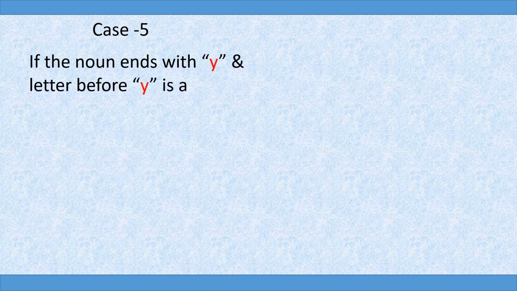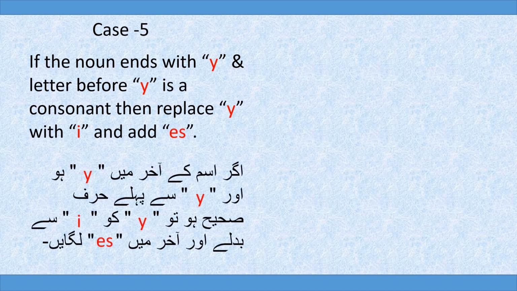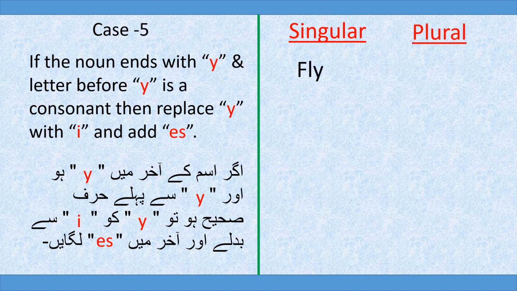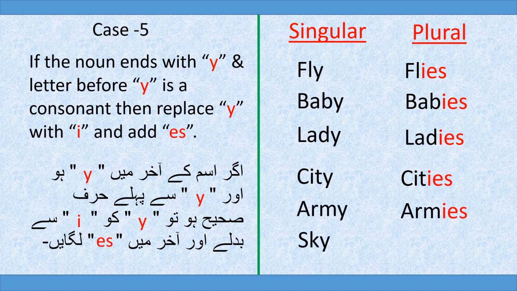Case 5. If the noun ends with y and the letter before y is a consonant, then replace y with i and add es. Like fly, flies, baby, babies, lady, ladies, city, cities, army, armies, sky, skies.